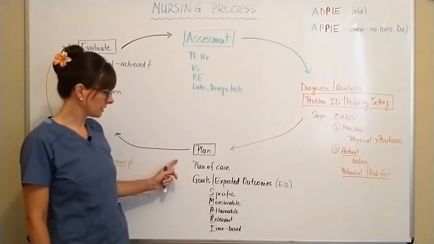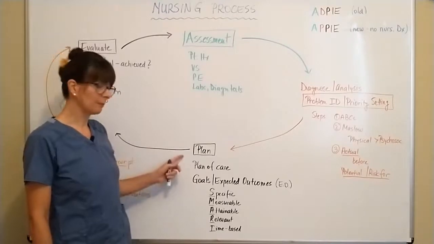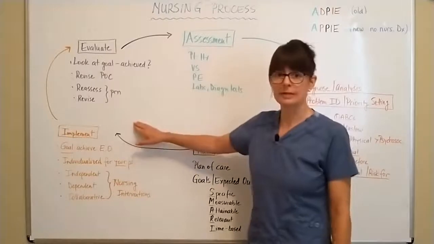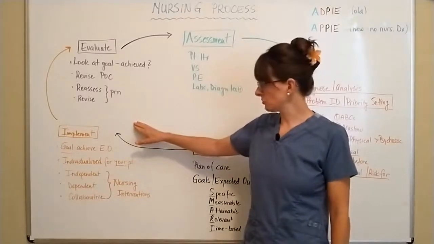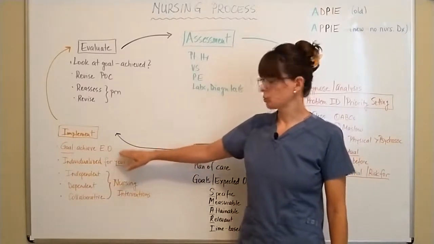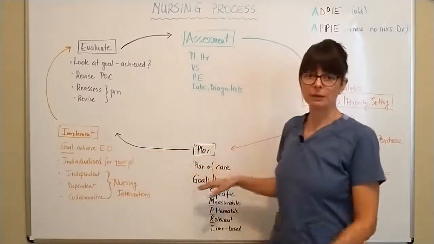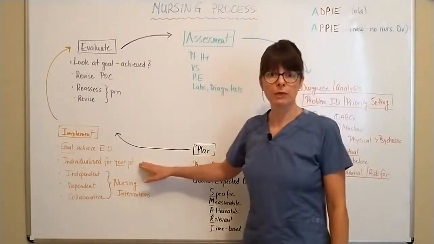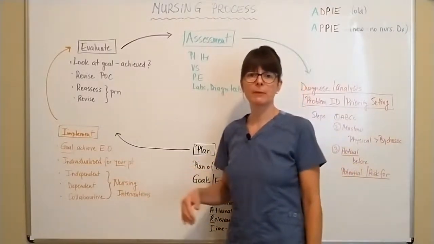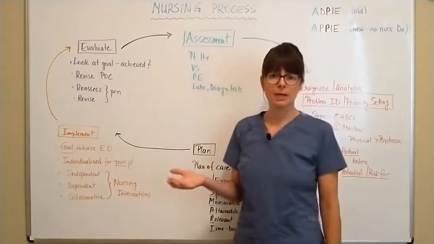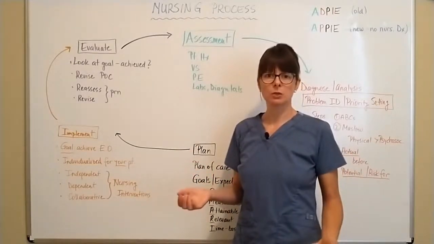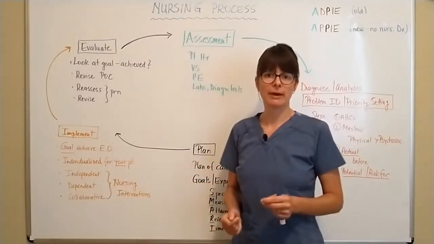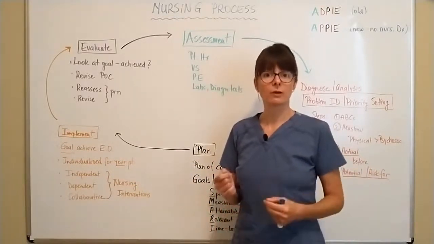Once you've identified the goals and the expected outcome and you have planned your priorities, then you can go into the implementation phase. So in the implementation phase, the goal is to achieve the expected outcome that we've just formulated. And it has to be individualized for your patient. So 2 patients who've been admitted for a knee replacement might not have the same goals because one might already be 3 days post-op and the other one might have been just coming out of surgery. So the priorities will be very different.